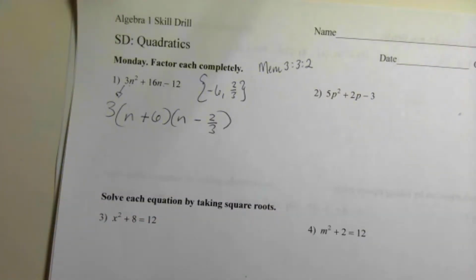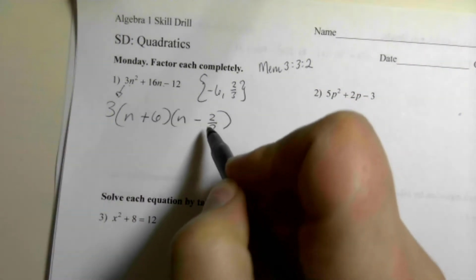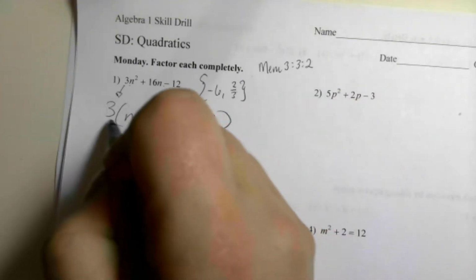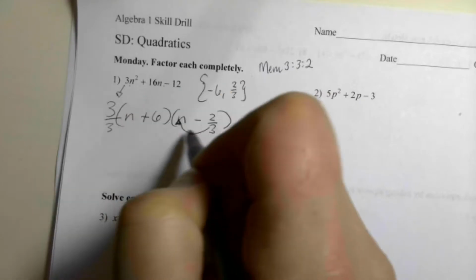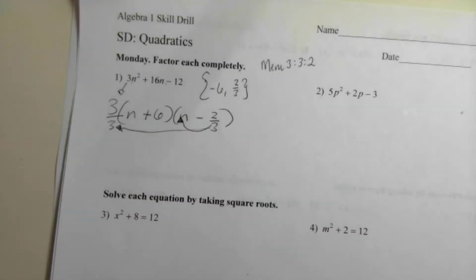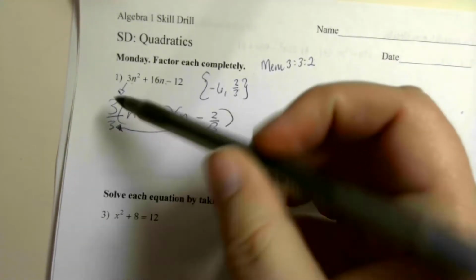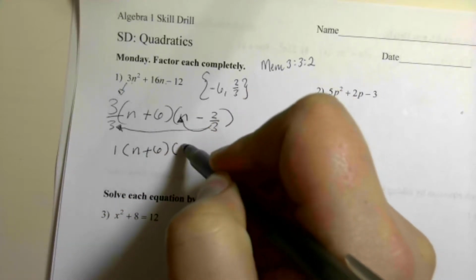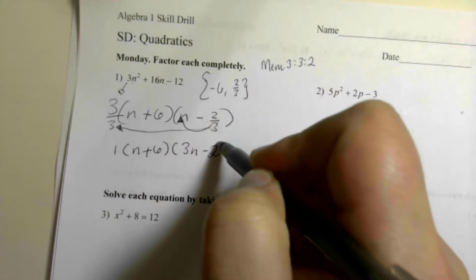We're almost done. We've got 2 more things. Since it's a fraction, this is going to be up in front, and it's going to come under this one. Now we just reduce. 3 divided by 3 is 1. This just comes down. This is going to be 3n minus 2.